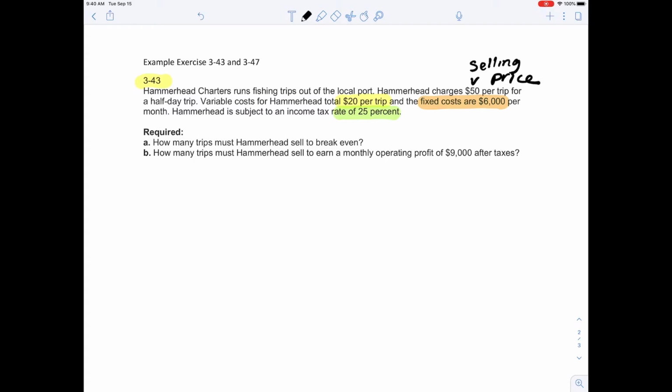Remember, breaking even is 0. So if I want to know trips, that's a per unit basis. So I would find first my contribution margin. And contribution margin is selling price minus variable cost. So my contribution margin is $30 per trip.